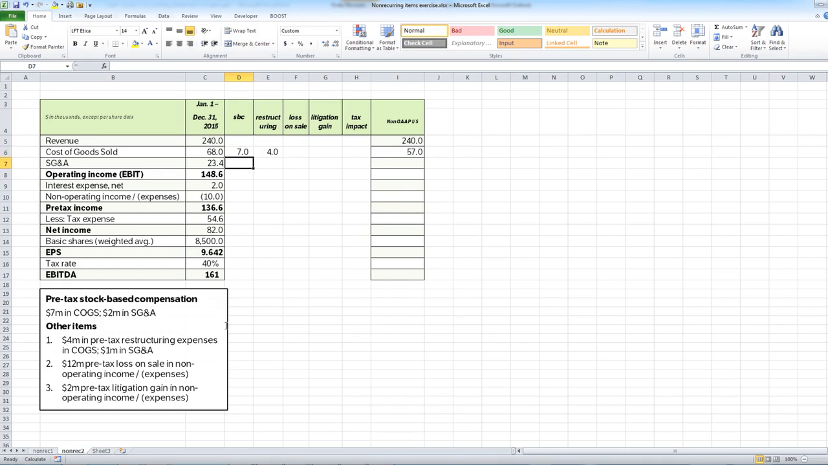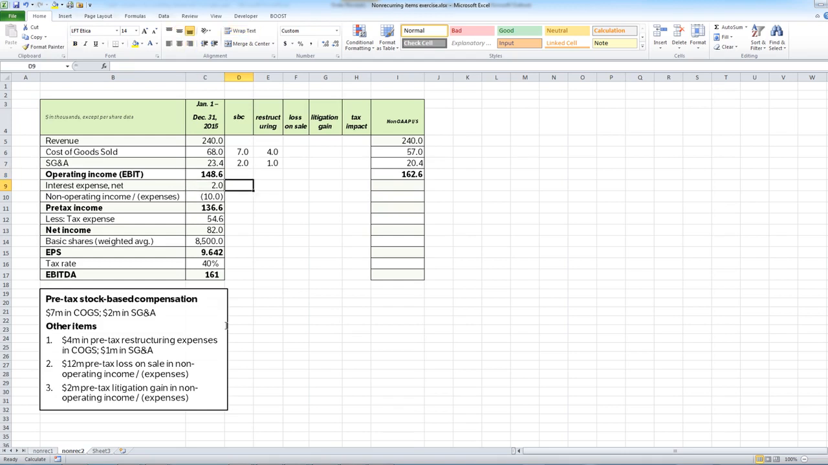So let's move to SG&A. In SG&A, there are $2 million in stock-based compensation expense buried within it, and then $1 million of restructuring expenses. Nothing else, so I can just copy and paste this down. And so instead of $23 million in SG&A, I have $20 million in SG&A on a normalized basis. Now, for operating income, I can simply use a formula: 240 minus the new normalized expenses gets me to 162.6. Contrast that with the original 148.6.